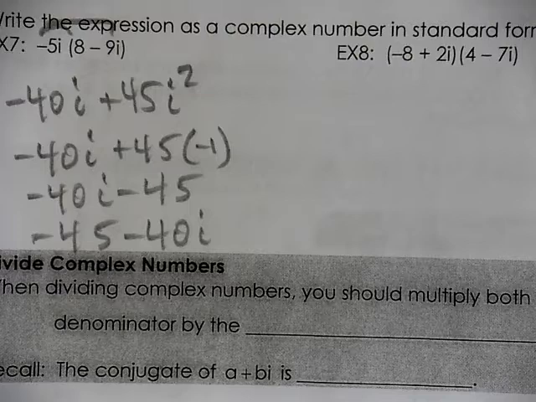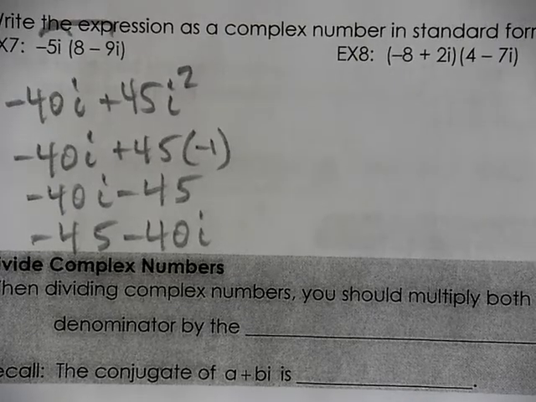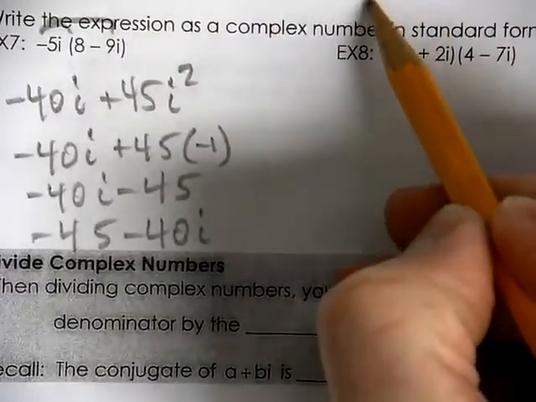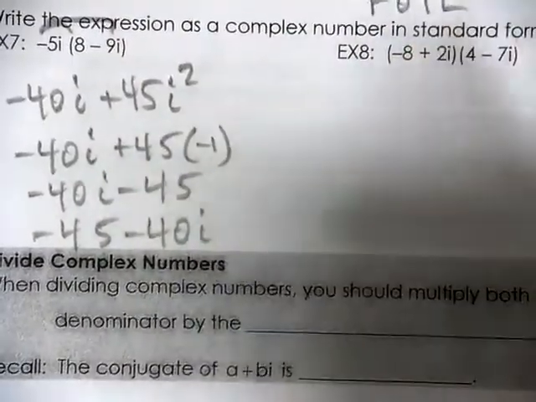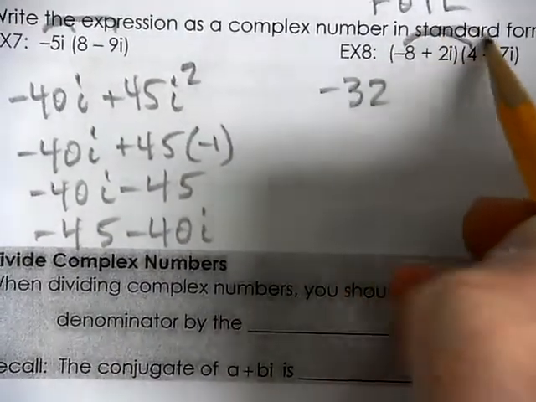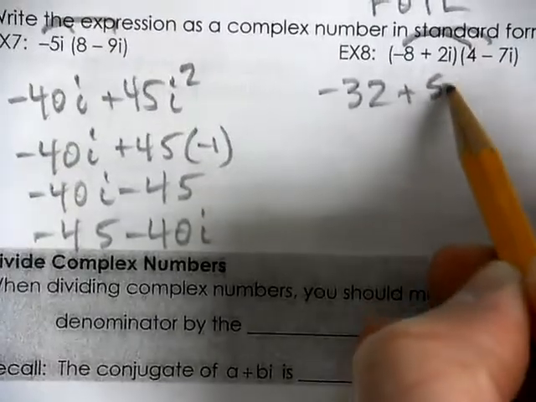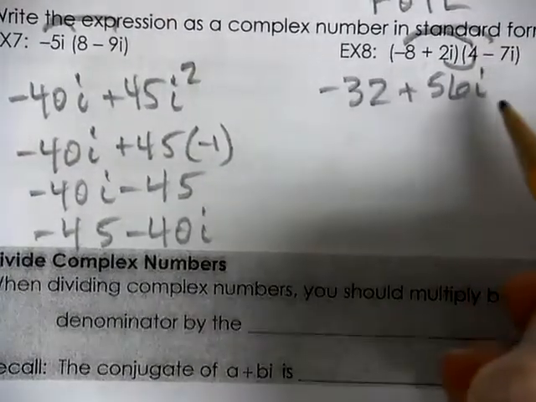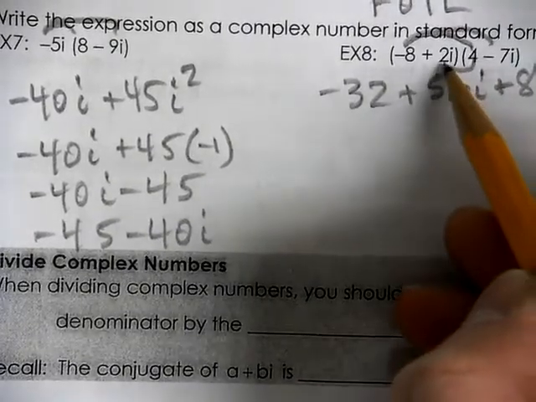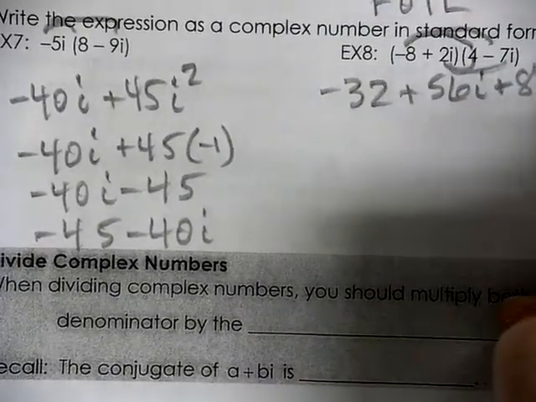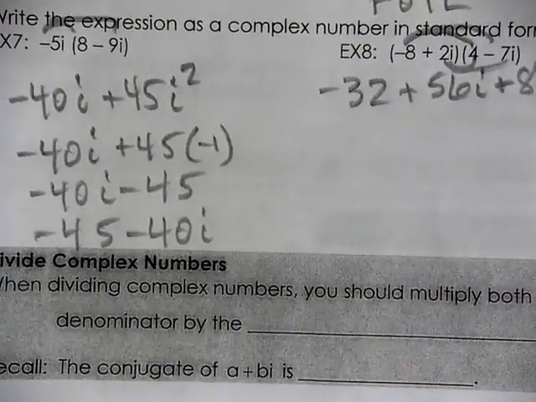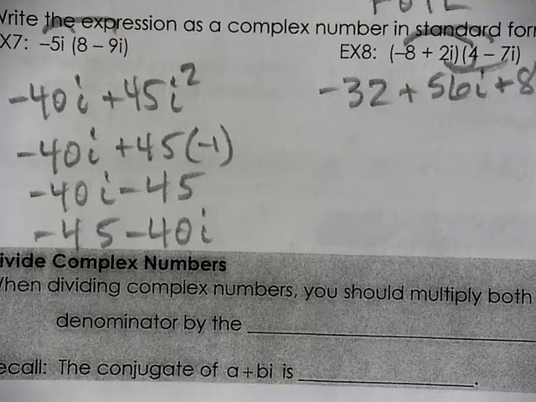Here's a multiplication of two binomials. So we're going to use FOIL to answer this one. We multiply the front to get -32. Multiply the back to get 56i. The inner to get positive 8i. And the last to get -14i squared. Because i times i gives us i squared.